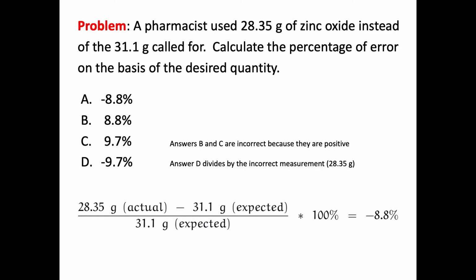So let's use the formula. We'll start with the actual of 28.35 grams. Let's subtract 31.1 grams from that, which is the expected. Divide it by 31.1 grams, the expected value, times 100, and we see that result again comes out negative 8.8%. So once again, the negative simply means that our amount was less than what we had expected by 8.8%. And by most examples in pharmacy, that percent error would be too much, not an acceptable or allowable error, being greater than 5%.